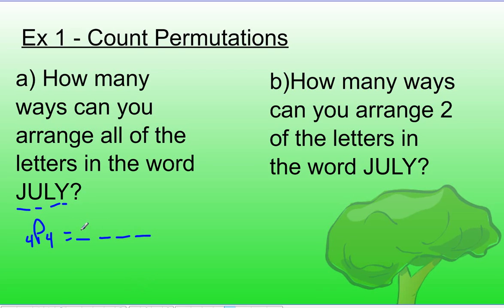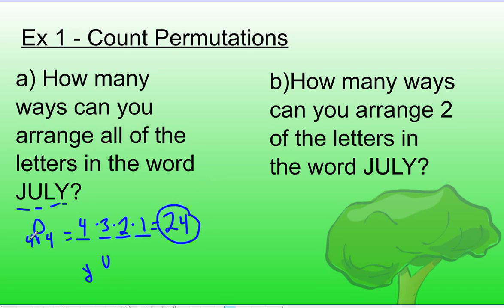In my first spot, I have a total of 4 possible letters that could go there. I could put the J, the U, the L, or the Y. So I've got 4 options. Now, if I play pretend and say I pick a letter, how many options do I have left for my next spot? Well, since I've already picked one, there'd be 3 options left. And if you pick another letter, for your next spot, there'd only be 2 options, and then finally 1 option. And you'd multiply them together, and that would give you 4 times 3 is 12, times 2 times 1 is 24 possible ways you could rearrange all of the letters in the word July.